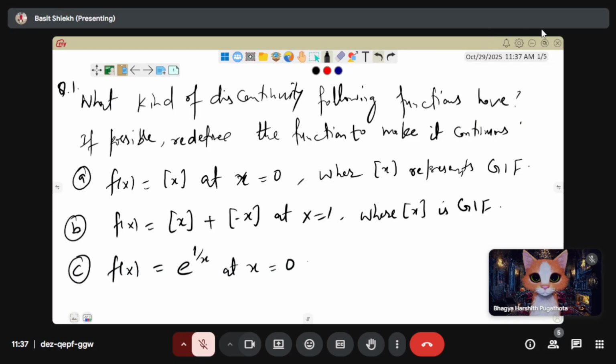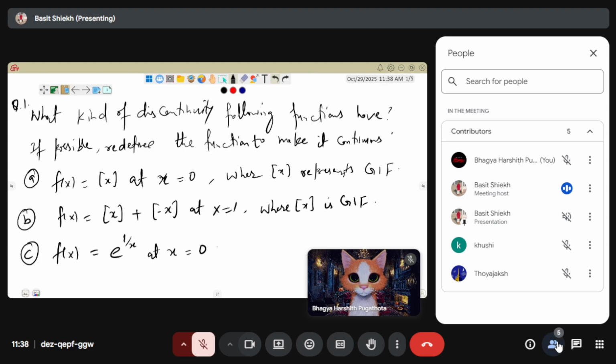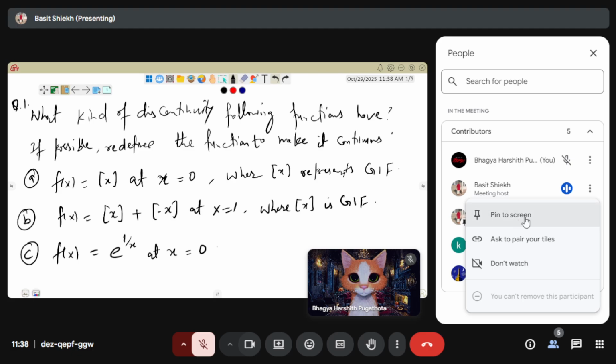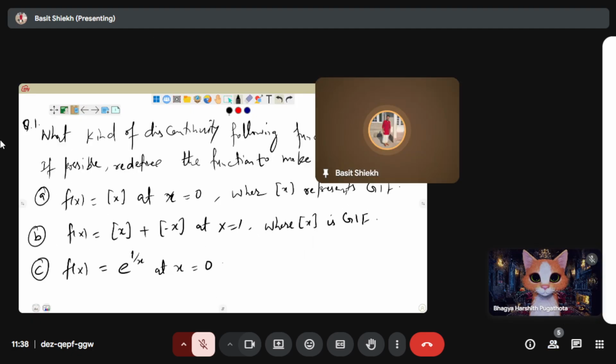In last lecture we discussed the types of discontinuity, removable and non-removable. And in removable, we had two types of discontinuities. One was missing point discontinuity, and second, what was the second discontinuity in removable?